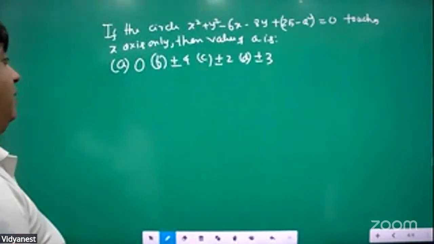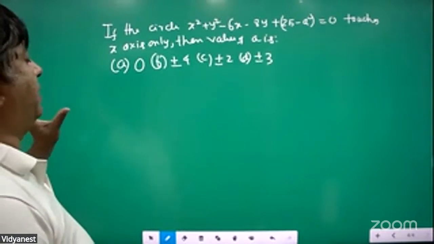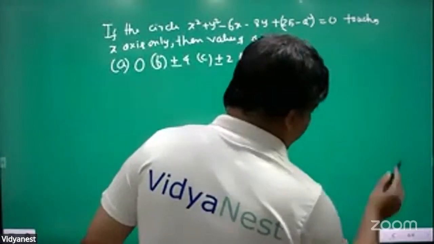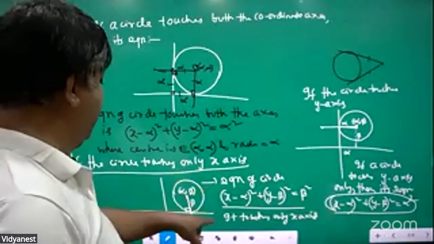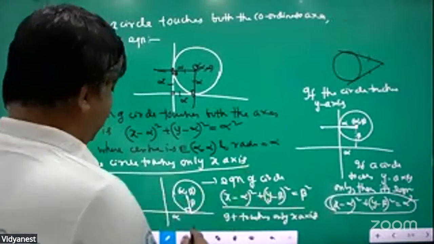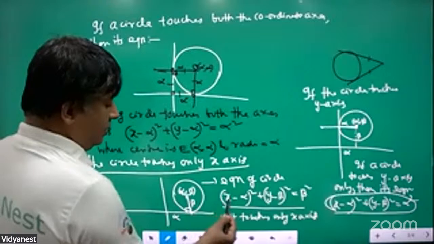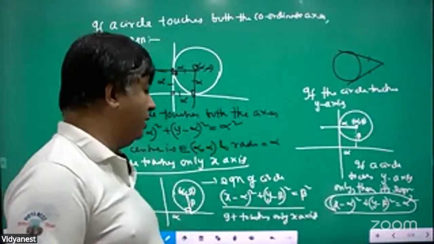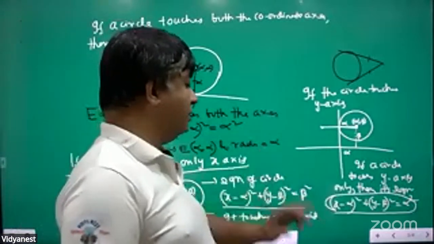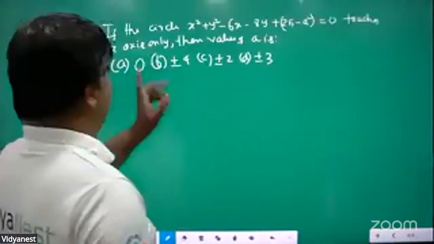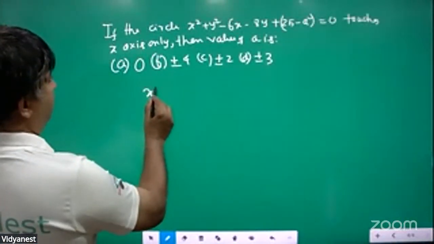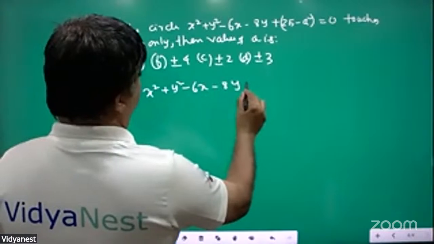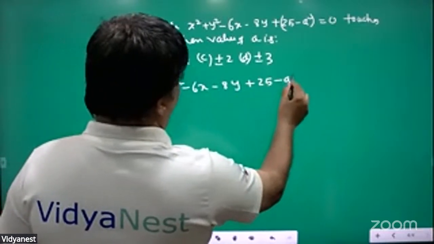So this is the sum given. It touches the x-axis only. Then you can take reference of this concept. Suppose the center is (alpha, beta). It touches the x-axis. You first bring the equation in this form: (x minus alpha) whole square plus (y minus beta) whole square is equal to beta square. First, let us bring that: x square plus y square minus 6x minus 8y plus 25 minus a square.